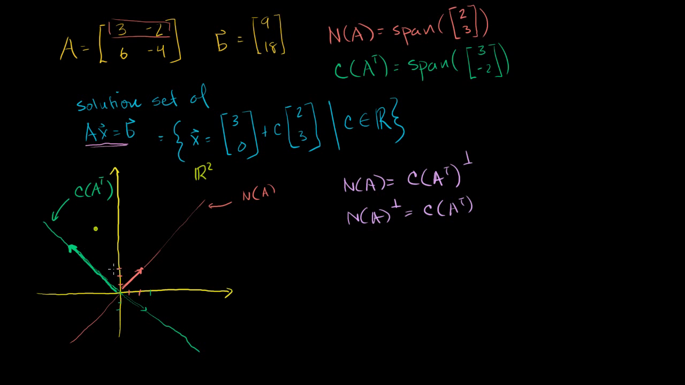So if I add this vector and that vector, I can shift this vector over, and this vector will be right there. And there you have it. I took an arbitrary point in R2, and I can represent it as a sum of a member of my row space and a member of the row space's orthogonal complement, or the null space.